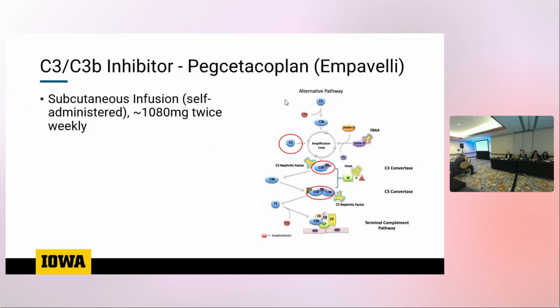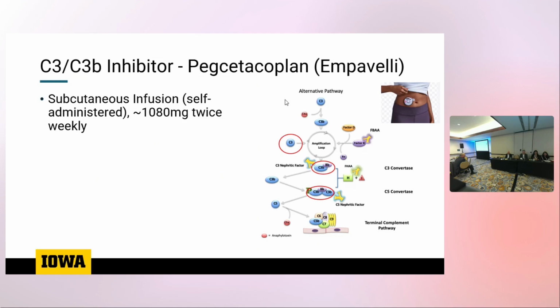And sure enough, at least with iptacopan to this point, you've seen that, and you're going to see what I'm going to share with you on the pegcetacoplan group. So this is a subcutaneous infusion. It is self-administered at home, either Monday, Thursday, Tuesday, Saturday, that sort of thing. It's 1080 milligrams twice weekly.